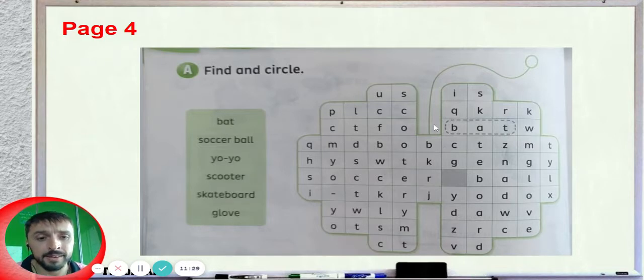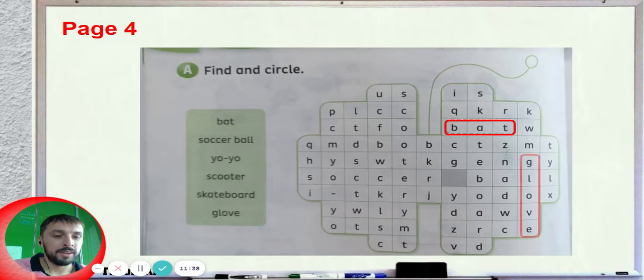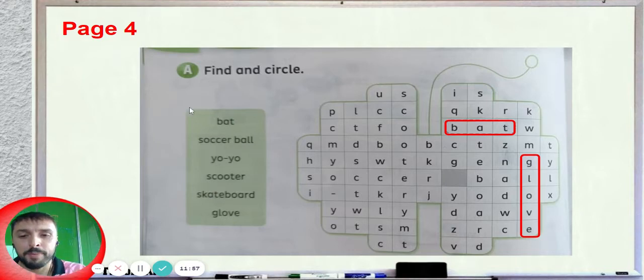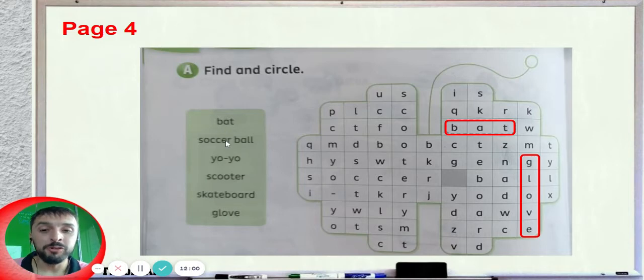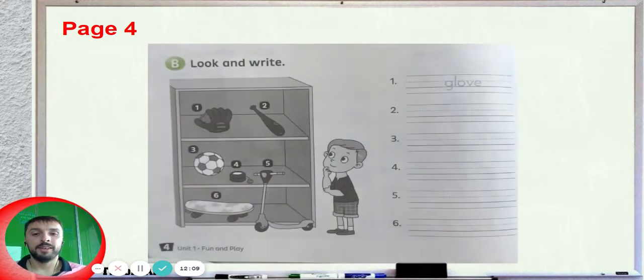So number one, we have bat. Bat is over here. B-A-T. There it is. Okay, I'll give you one more. What word is this? That's right. G-L-O-V-E. That is glove. So you have bat and you have glove. Now, can you find soccer ball, yo-yo, scooter, and skateboard? That is activity A.